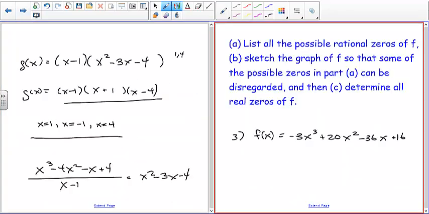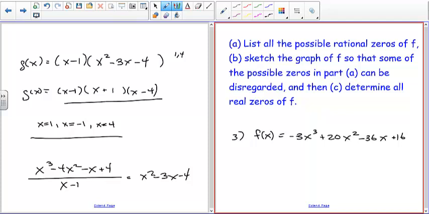Okay, next group. List all the possible rational zeros of f. Sketch the graph of f so that some of the possible zeros in part A can be disregarded. And then determine all real zeros.